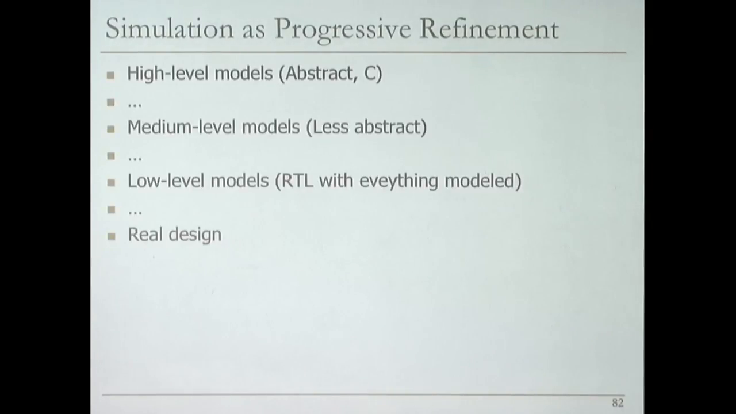So you can think of simulation as progressive refinement as well. So you start with high-level models. Well, in the end, you start with an idea, maybe some analytical models. But eventually, when you decide to simulate, you build some high-level models, maybe C, abstract level. And then you go into more medium-level models, where your fidelity increases as you go down. Low-level models, maybe RTL with everything modeled, and then a real design. And clearly, there are trade-offs, and usually that's how the designs progress.